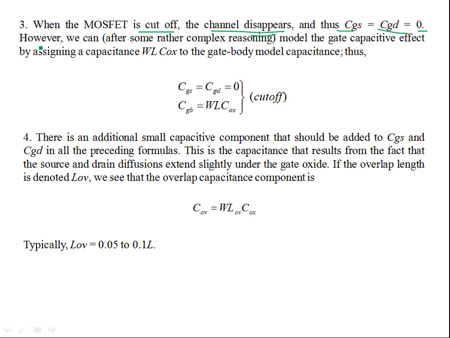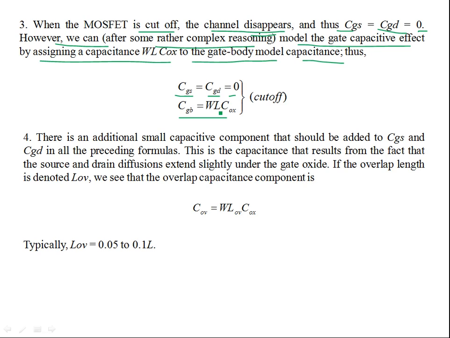So basically there is no capacitance that forms. So after some rather complex reasoning, we can model the gate capacitive effect by assigning capacitance WLCox to the gate-body model capacitance. Thus you see we don't have any capacitance assigned between gate-source and gate-drain, but we have the capacitance between gate and the bulk or the body, and that's the entire capacitance WLCox, which we can assign between the gate and the body terminal.